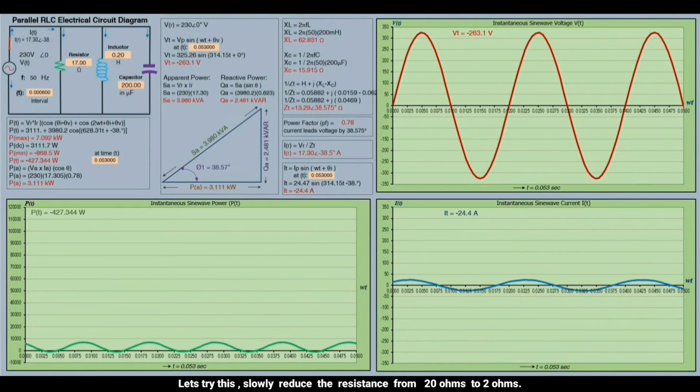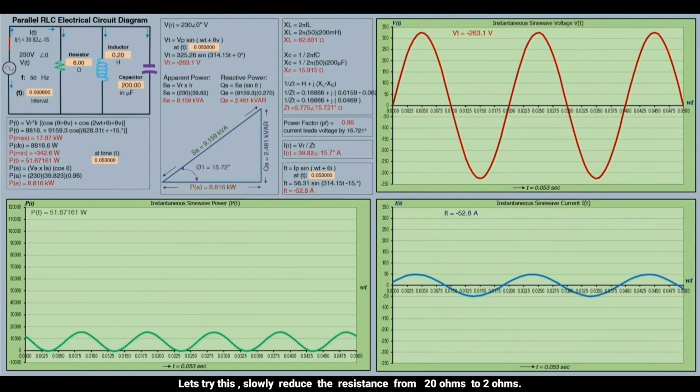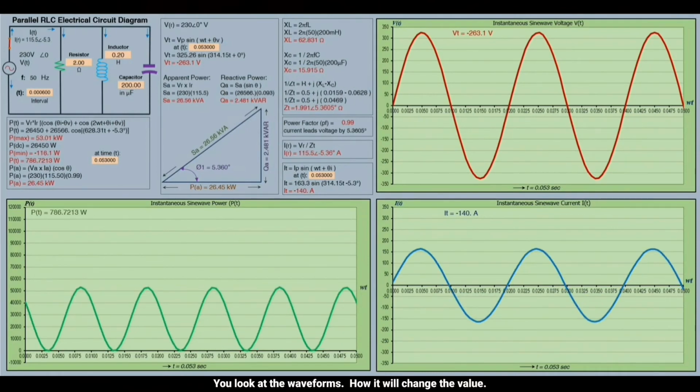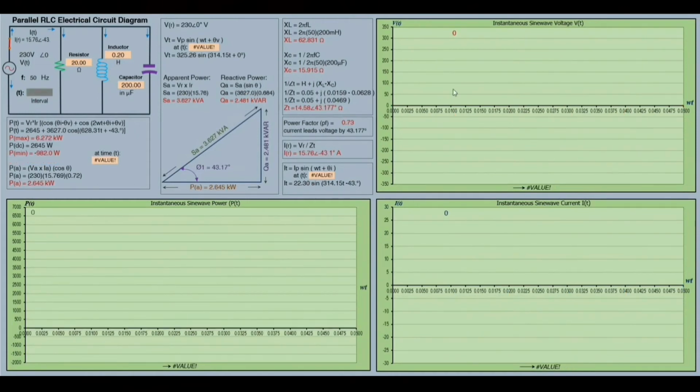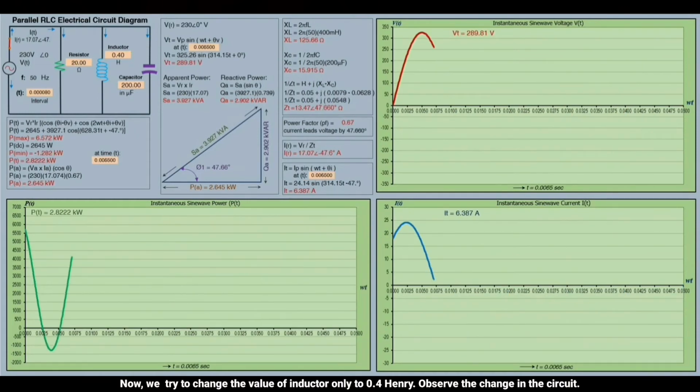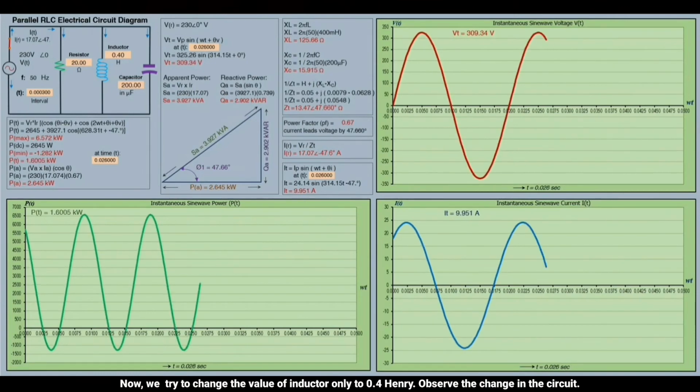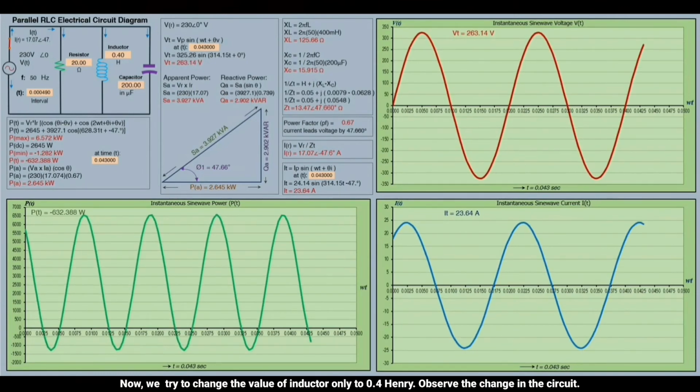Let's try this: slowly decrease the resistance value from 20 ohms to 2 ohms. Look at the waveforms and how the values change. Now, we try to change the value of inductor only, to 0.4 Henry. Observe the change in the circuit.